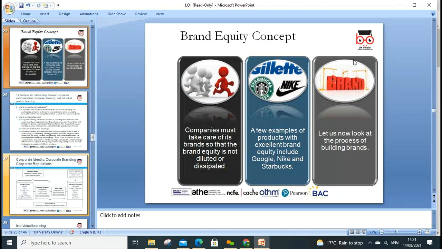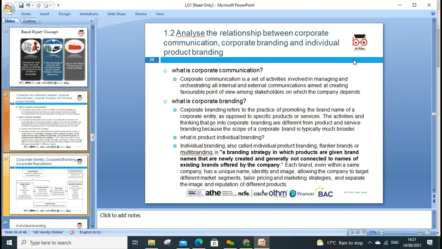Okay, so the company must take care of the brand, as in the examples we mentioned of excellent brands, and let us look at the process of branding.